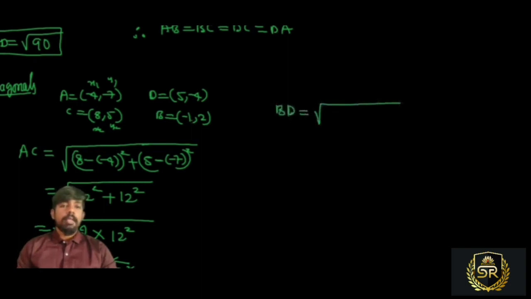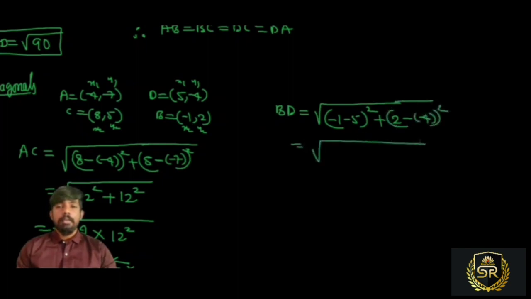The diagonal BD equals root over (x2 minus x1) whole square plus (y2 minus y1) whole square. This is x1, y1, and this is x2, y2. So, root over (2 minus of minus 4) whole square, plus (2 plus 4) whole square, that is root over minus 6 whole square plus 6 whole square.